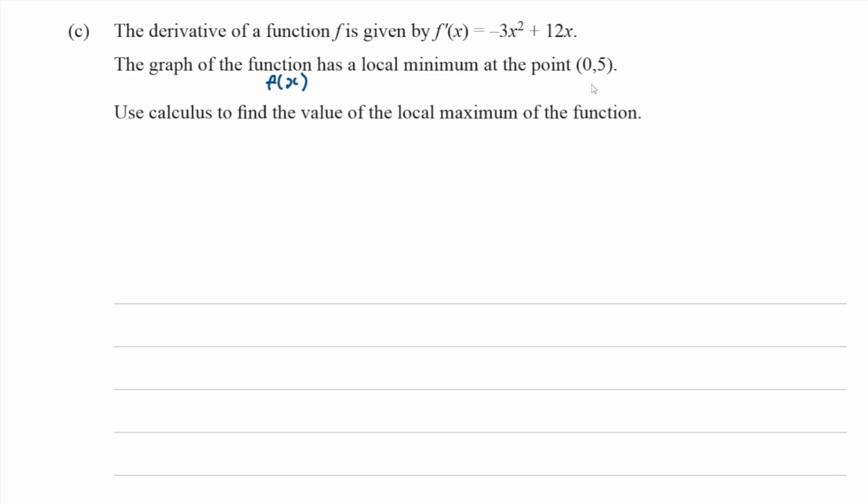Alright, so first up, the derivative f prime of x is a quadratic, x squared, and it's negative. So it will look something like that, a bit sad. But we know when we anti-differentiate it, we will get a negative cubic, something like that. And we're told the minimum point, and we are looking for the maximum point.